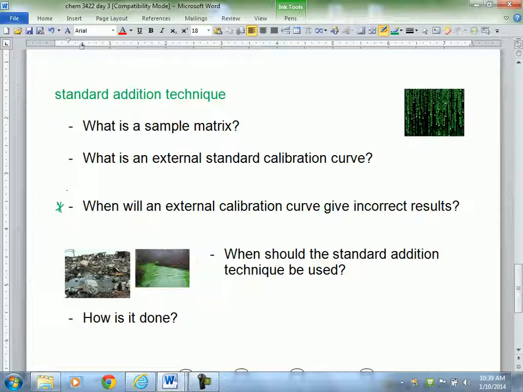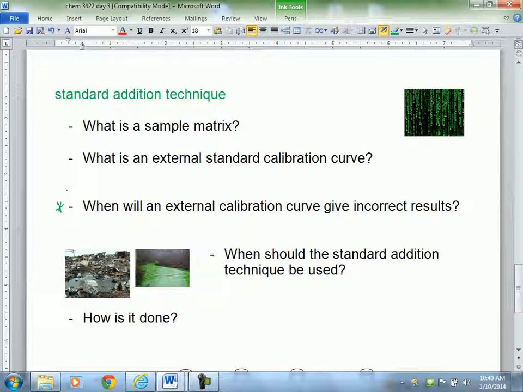But let's say you don't want to dilute it, or you just want to use something that's always going to work. Standard addition technique always works. You don't have to worry about what the matrix is. Why? Because the matrix is your unknown. You just spike your unknown. It's pretty much what you're doing for the standard addition technique.